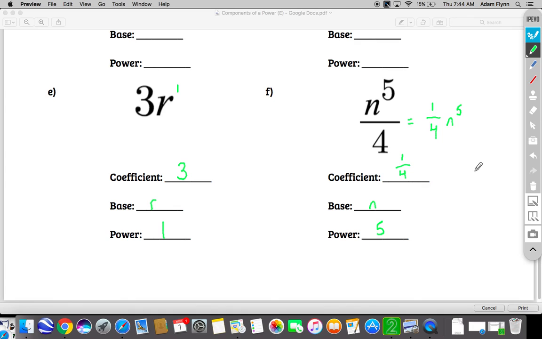At this time, I would move on to the practice for components of a power.